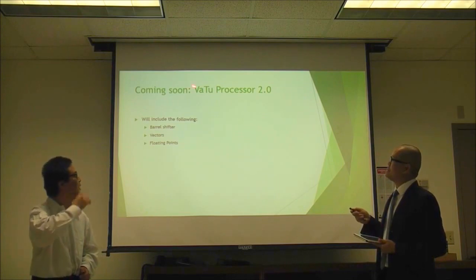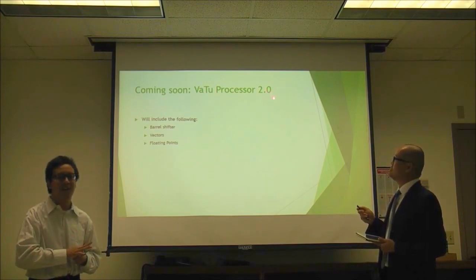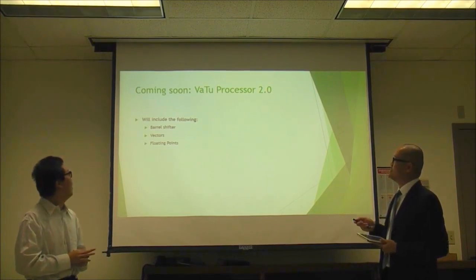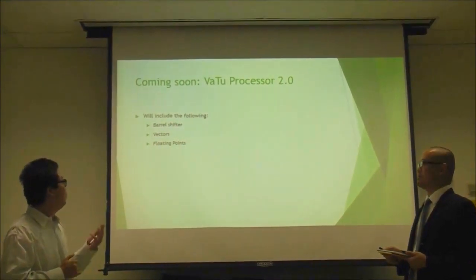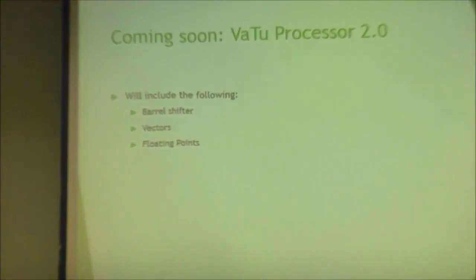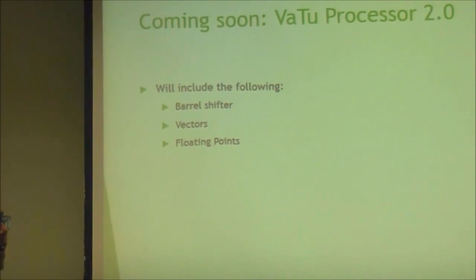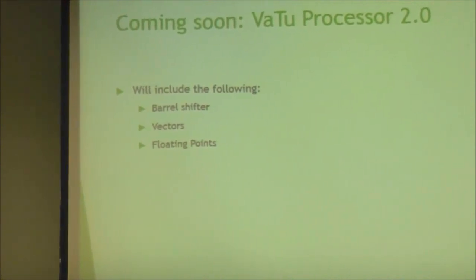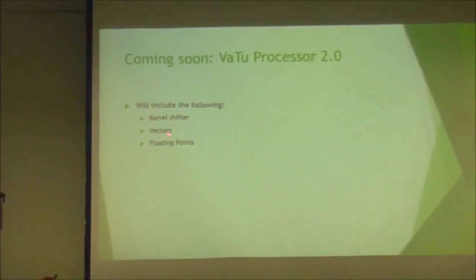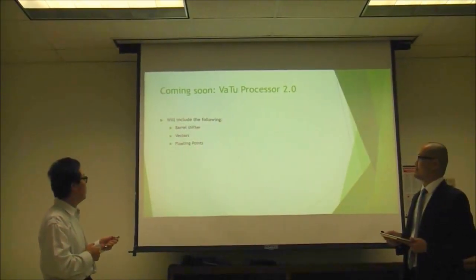Now, coming soon, there's going to be a Vault processor 2.0, and this is what we're going to do in the future. We love working on this processor, and we already thought about what we're going to do next time. So this is what we will include: the barrel shifter, vectors, and floating points.